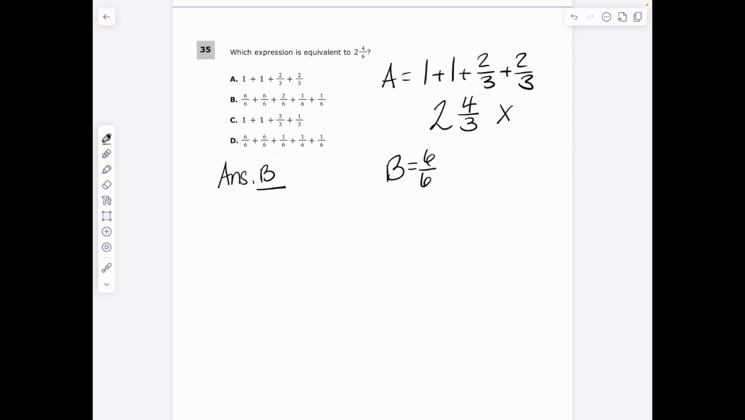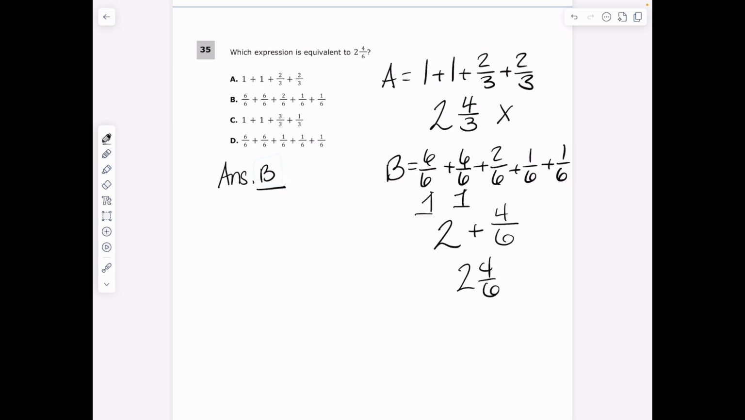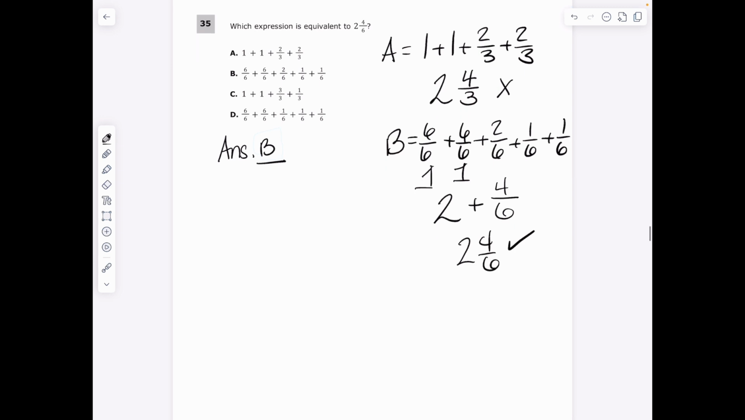6 over 6 plus 6 over 6 plus 2/6 plus 1/6 plus 1/6. So these right here I know are 1 and 1. So automatically I now have 2 plus 2/6 plus 1/6 plus 1/6, which is 4/6. So that's 2 and 4/6. That's what I wanted. So there's my answer, B.